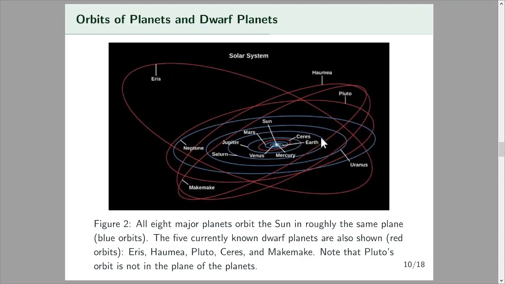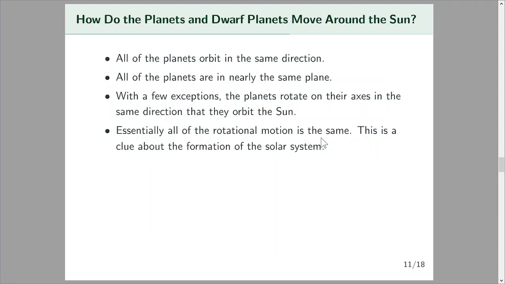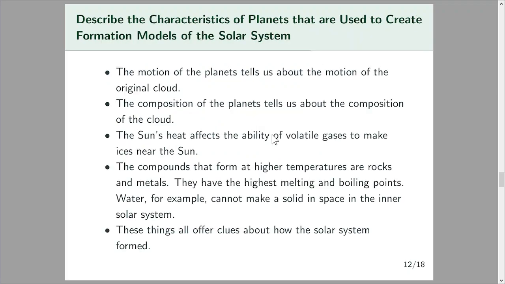The two exceptions to that are Venus, that's rotating on its axis extremely slowly backwards. It's still orbiting the sun in the same direction, but it's almost at a dead stop in terms of its turning, but it's going very slightly backwards. And the other one is Uranus, which is spinning kind of on its side. But other than that, everybody else is following the rule. So essentially, all of the rotational motion is the same. This is a clue about how the solar system formed. So, some clues about how the solar system formed.